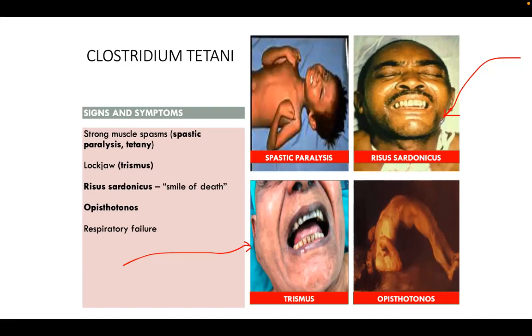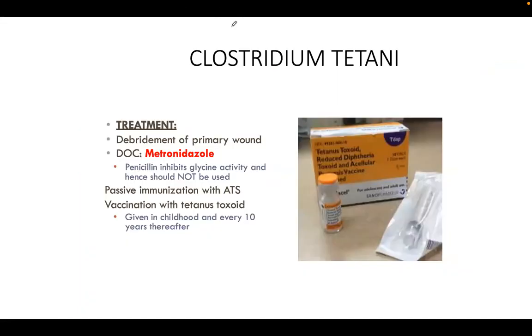Now we usually suggest a tracheostomy because respiratory failure is usually what's encountered. So here, I want everyone to remember the treatment. For the treatment, do not forget it is metronidazole, and it is not penicillin. Penicillin will actually potentiate GABA.